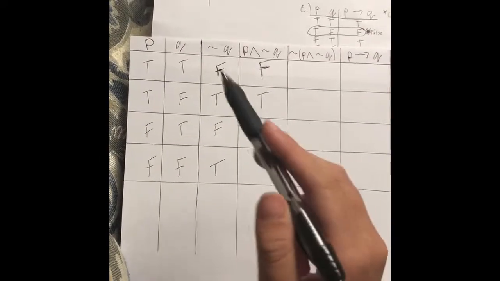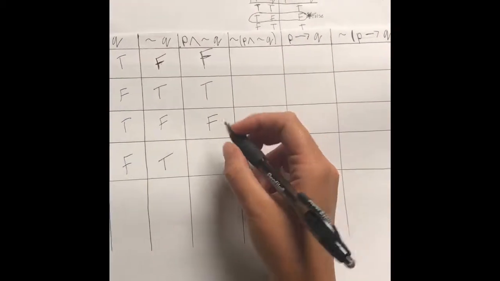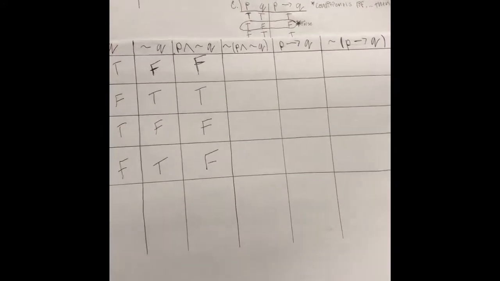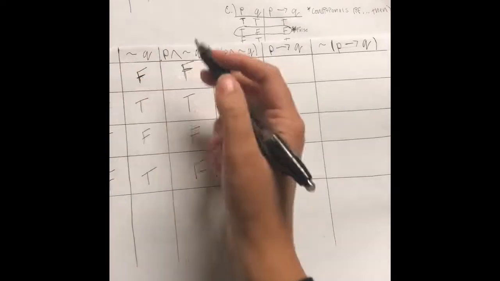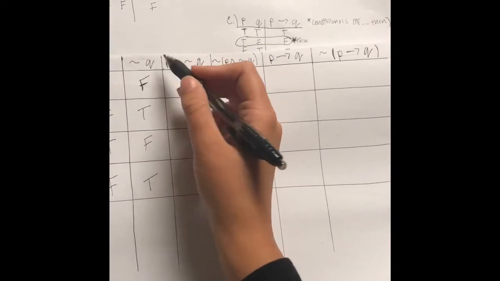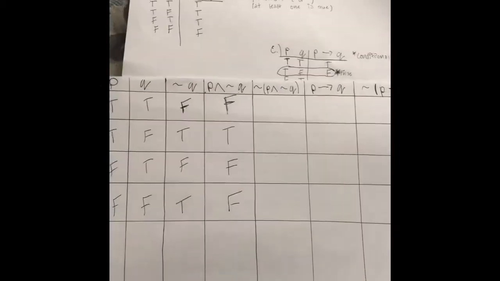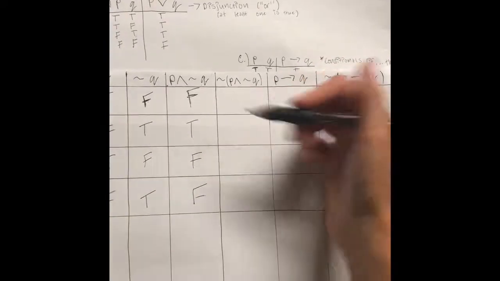P is false, negation of Q is true. Right there, we have another false statement. So in this column, we only have one true statement, and that is P is true, and the negation of Q is true, right there. So moving on to our next column there, then we're almost done.